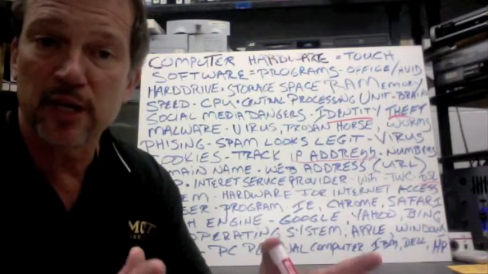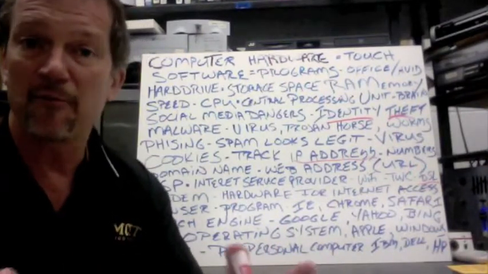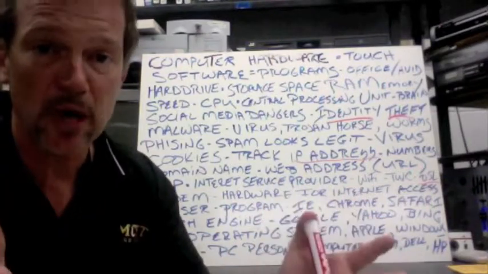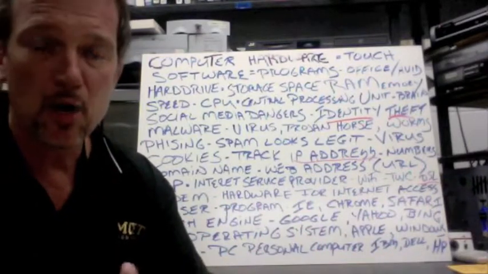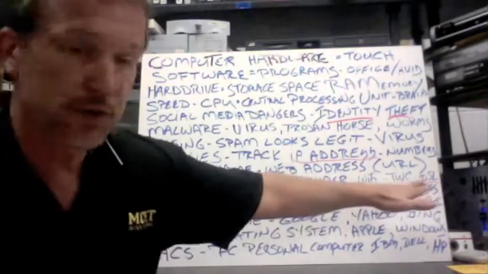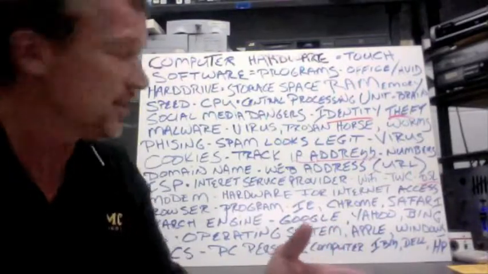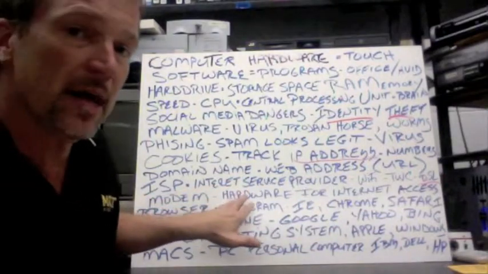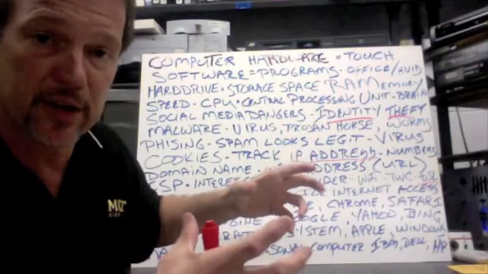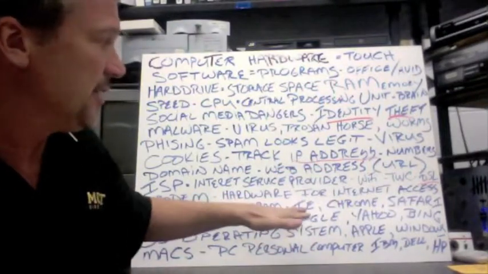To get online, you need an ISP, an internet service provider. Most of us have Wi-Fi in certain locations that we don't have to pay for, but at home, we may have Time Warner Cable, Roadrunner, or a DSL, digital subscriber line. That's who we pay for our internet access at home. You also may have a piece of hardware to get you on the internet called a modem that allows you to connect to the internet.